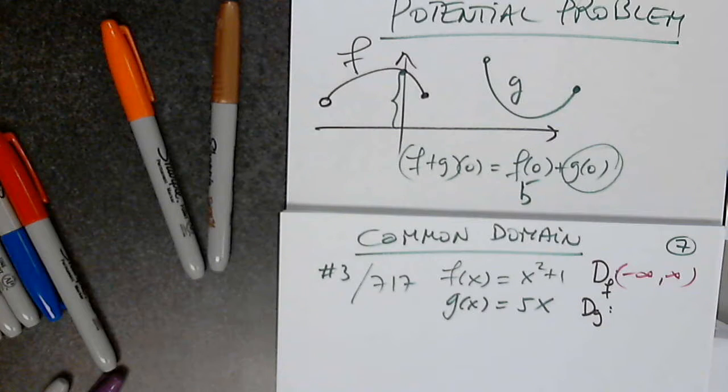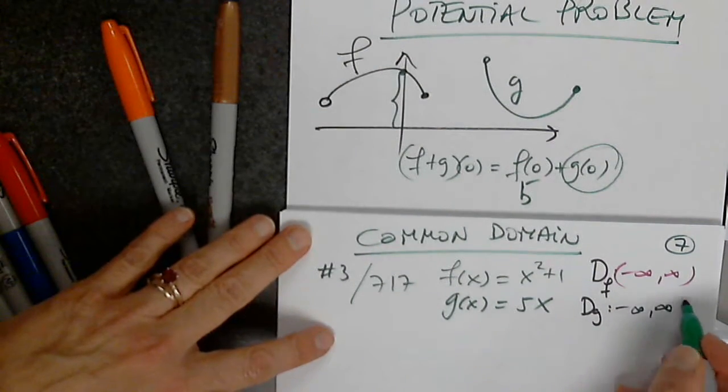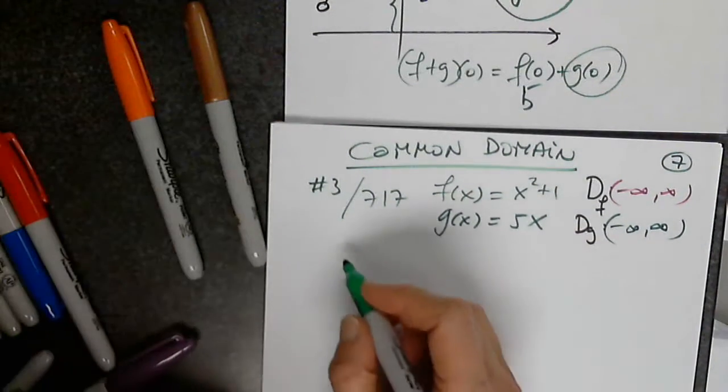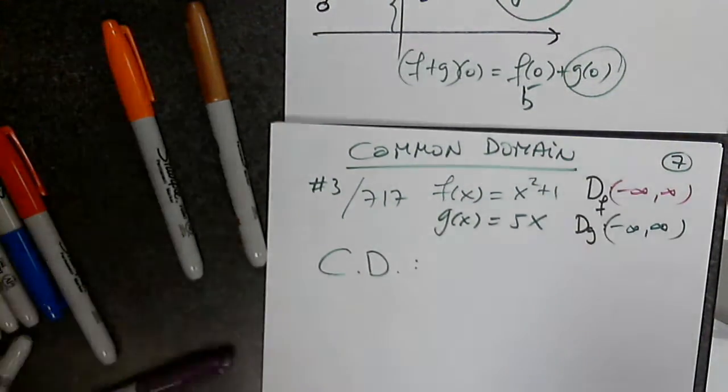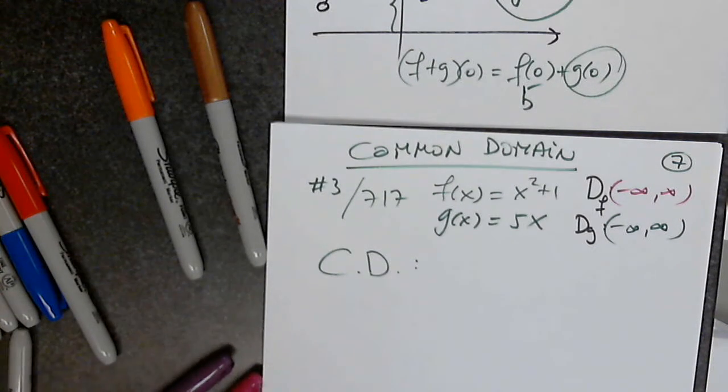Now let's look at g. I know what this function is. What type of function is 5x? Right. Does it look like this? With a positive leading coefficient or positive slope? Good. So then what is its domain? Of course. All polynomial functions have domain, all real numbers. So what is the common domain then? Where both functions exist at the same time.